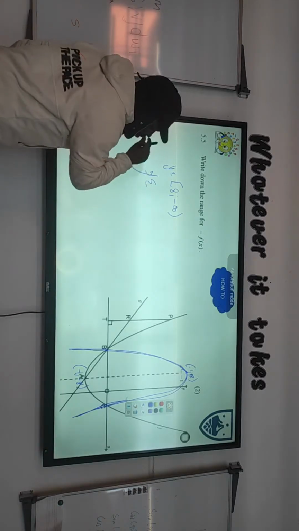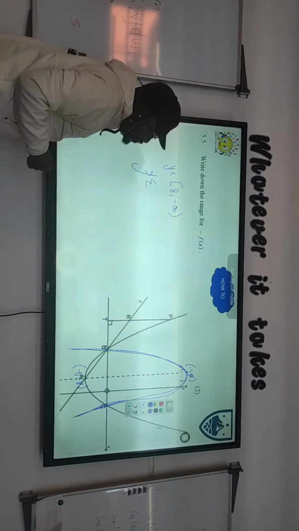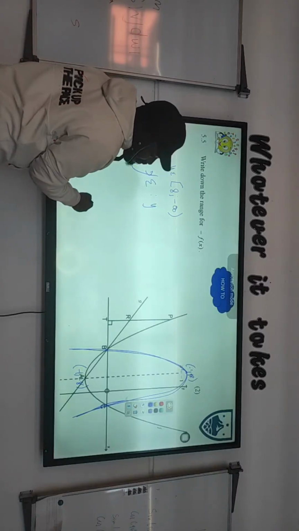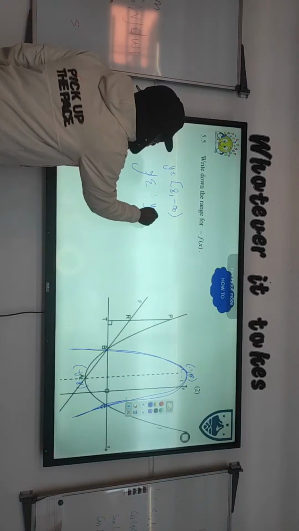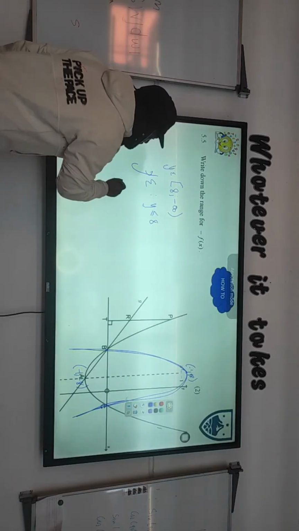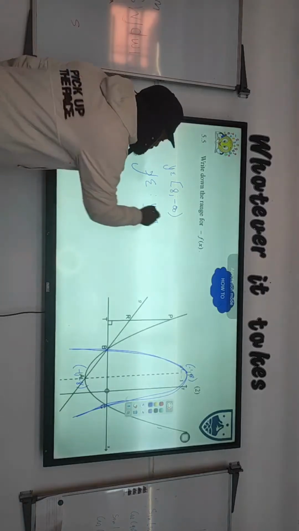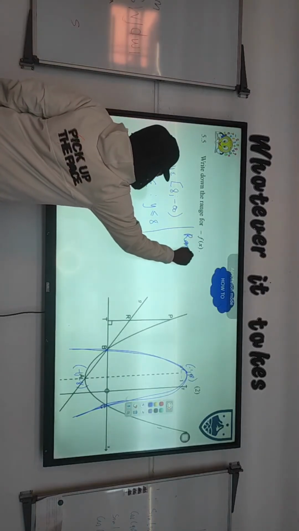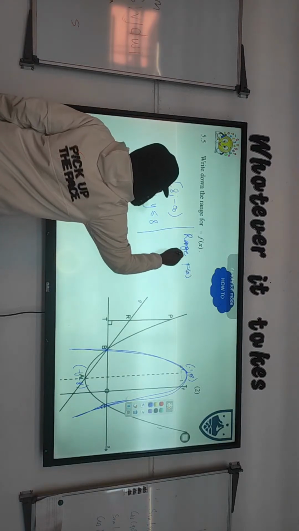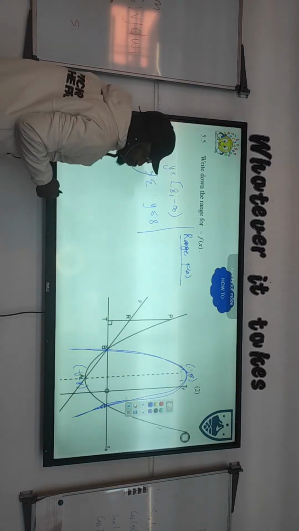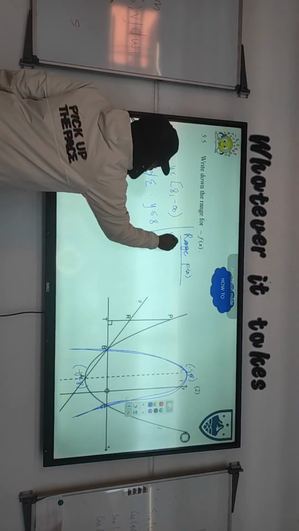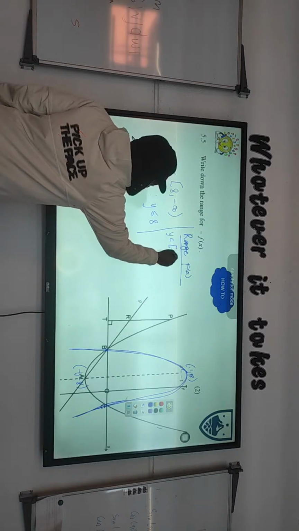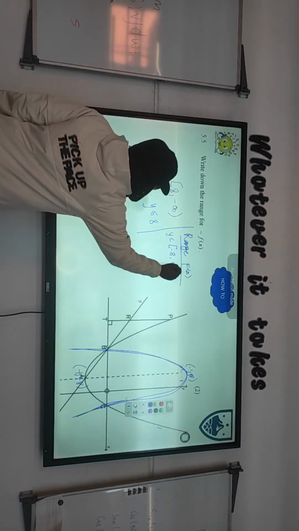So somebody can also say y is an element of, and then y is less than or equal to 8. That's for negative f at x. But the range for f at x, we know very well, was y is an element of from negative 8 to positive infinity.